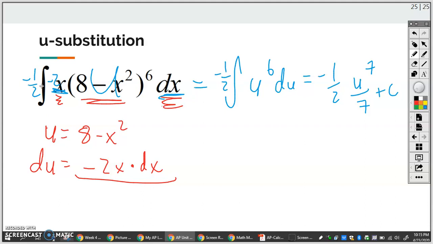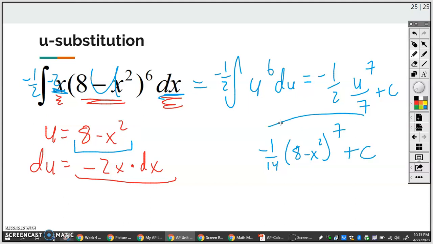And then if you're using u substitution with an indefinite integral, you have to plug u back in at the end. So negative 1/2 times 1/7 would be negative 1/14. Instead of u to the 7th, I'm going to have 8 minus x squared to the 7th plus c.